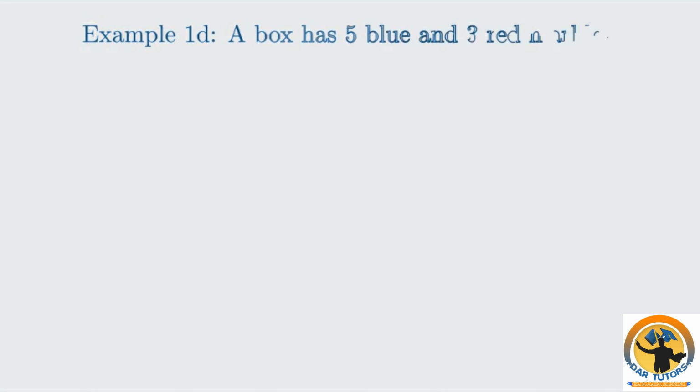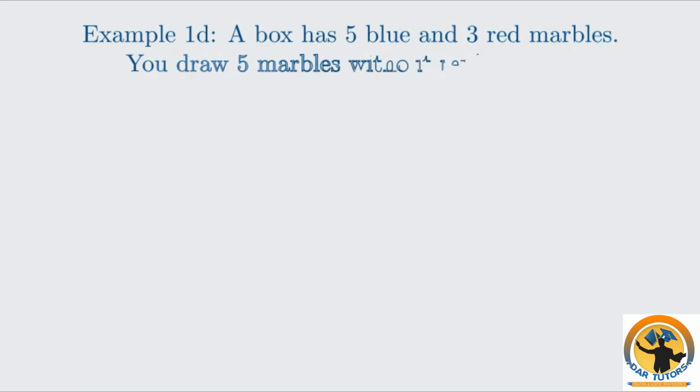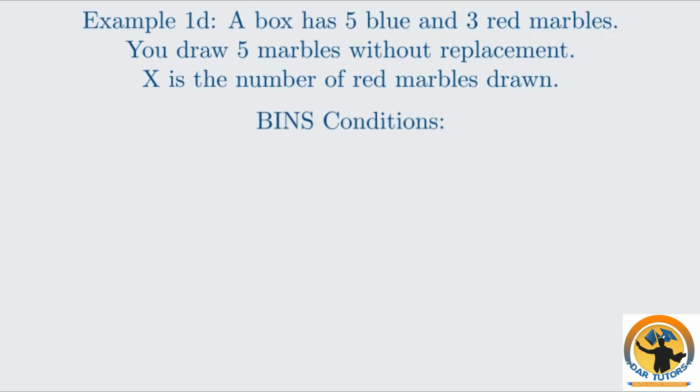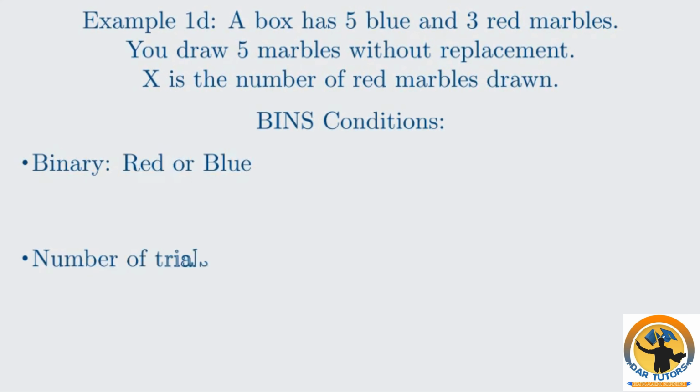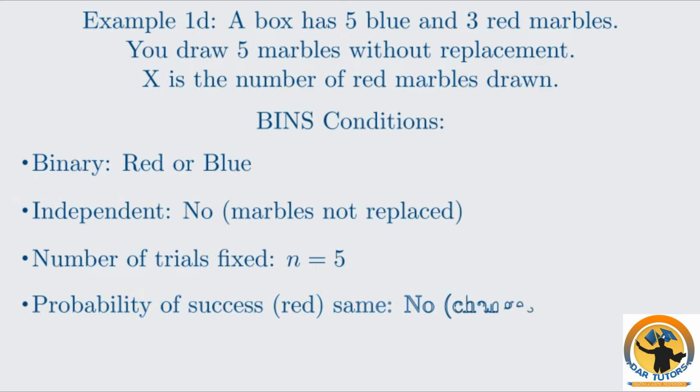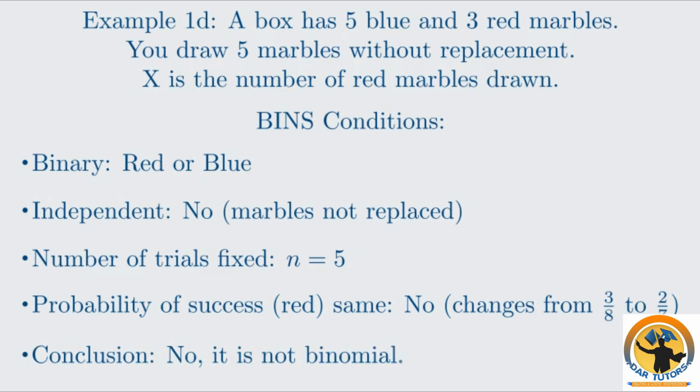Finally, let's change the last example slightly. You draw 5 marbles from the same box, but this time, you do not replace them. Is this a binomial experiment? Here, one of the BINS conditions breaks down. Binary, fixed number of trials, and independent trials are still met. But the probability of success, drawing a red marble, is no longer the same for each trial. If you draw a red marble on the first trial and don't replace it, the probability of drawing another red marble changes from 3/8 to 2/7. Since the probability of success is not constant, this is not a binomial experiment.